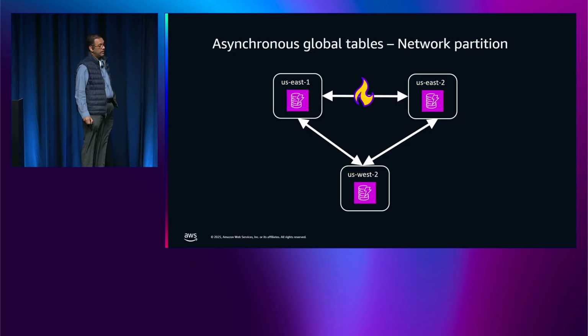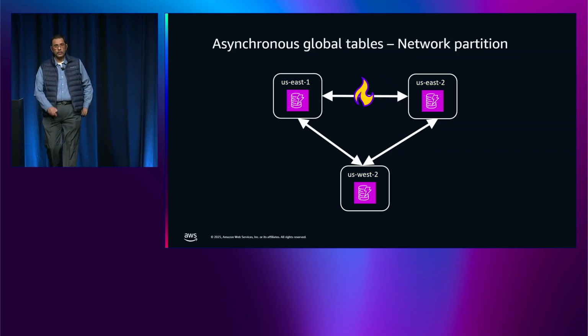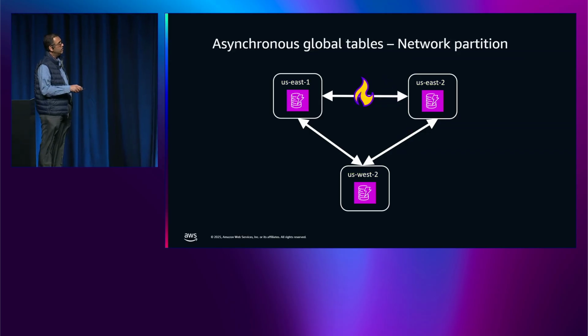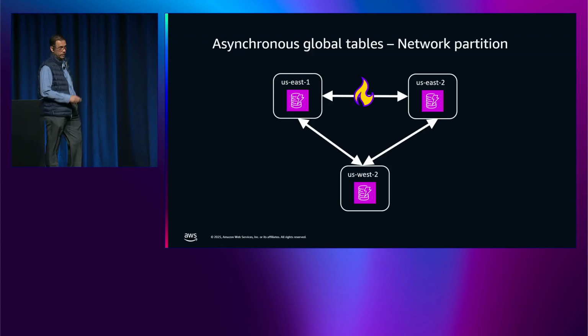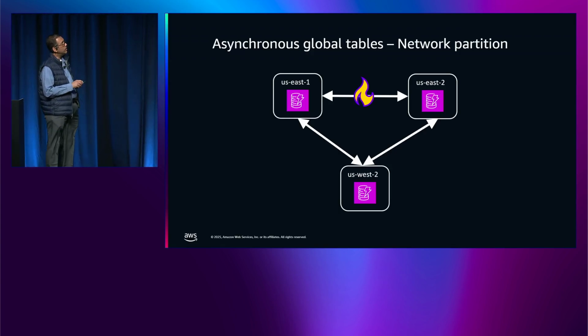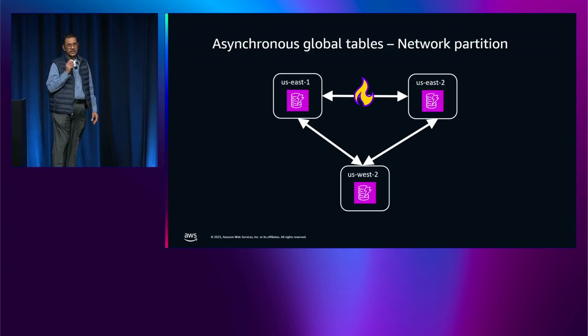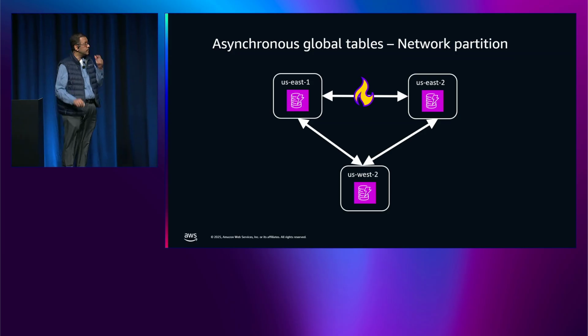And the last one I'll talk about is this particular failure mode where one network breaks. I want you to listen to this one carefully because this is something where eventually consistent global tables differ from strongly consistent global tables. Any write in US East 1 will be propagated over to US West 2. Any write in US East 2 will be propagated to US West 2. Any write in US West 2 will be propagated to both.